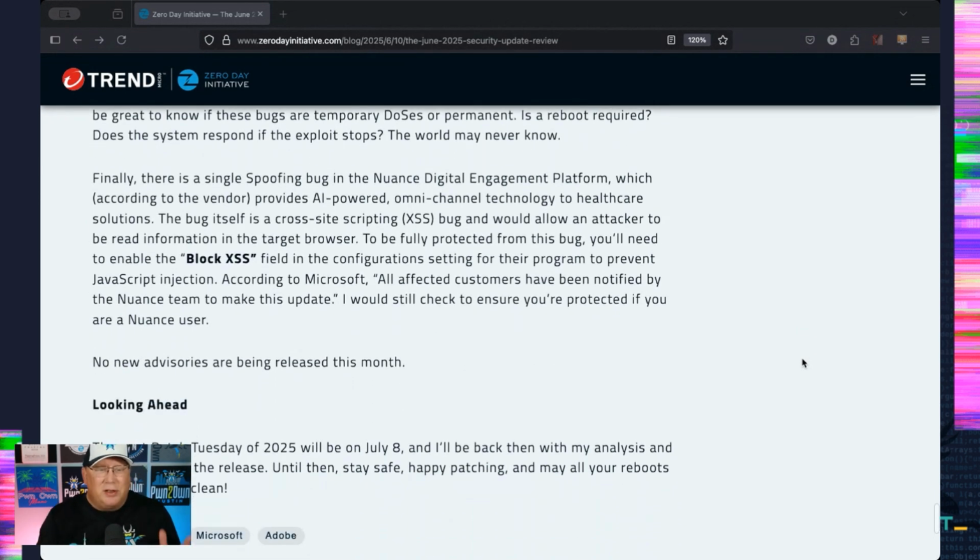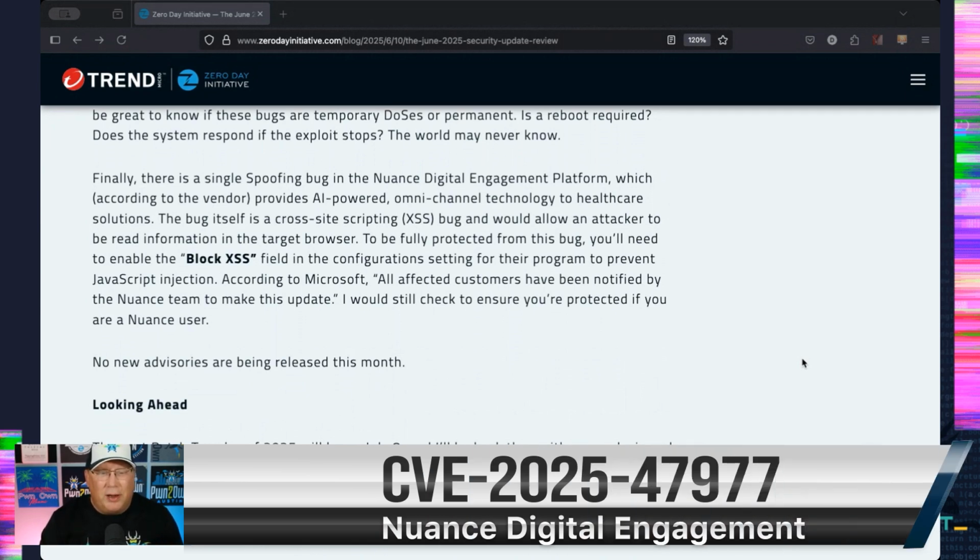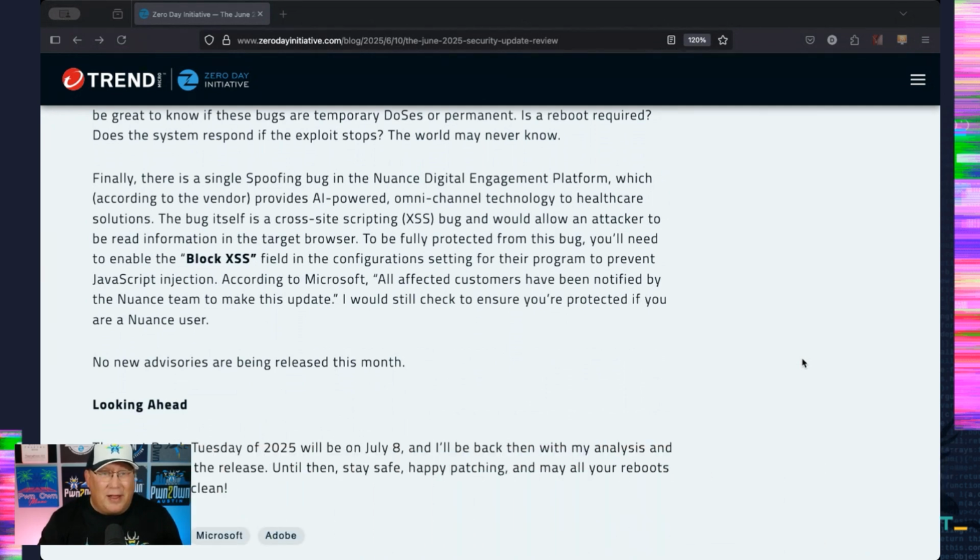And finally, there's a single spoofing bug in the Nuance Digital Engagement Platform. I did look this one up. I'm not familiar with it, but apparently it's an AI thing that Microsoft has with healthcare providers. The bug itself is a cross-site scripting bug, but in addition to the patch, you need to go in and configure block cross-site scripting in the configurations. Why is this an option? Why is it like, no, enable cross-site scripting. Block, yes, yeah, so please, if you haven't already, block cross-site scripting.